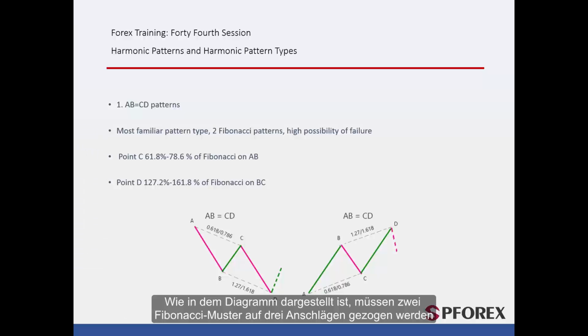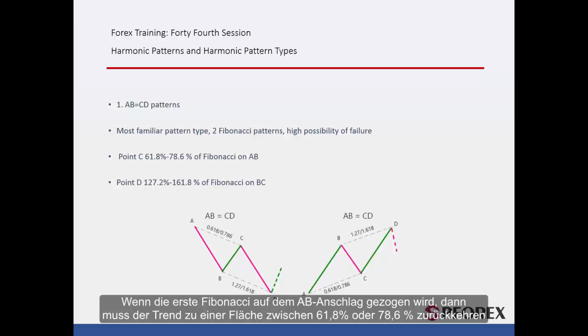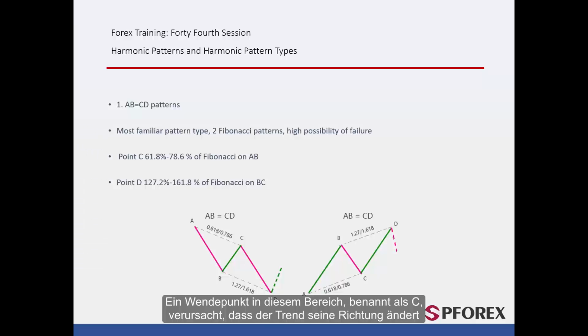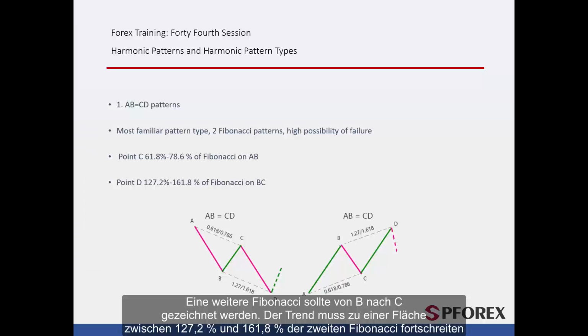As illustrated on the graph, the Fibonacci patterns must be drawn on 3 swings. If the first Fibonacci is drawn on the AB swing, then the trend must return to an area between 61.8% and 78.6%. A reversal point in this region, called C, causes the trend to change its direction. Another Fibonacci should be drawn from B to C. The trend must proceed to an area between 127.2% and 161.8% of the second Fibonacci.